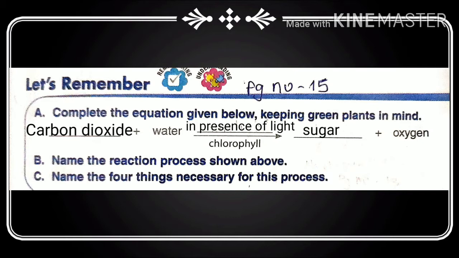So that above reaction is of what? Yes, it is of photosynthesis. Then the third is, name the 4 things necessary for this process. Now which things are necessary for this photosynthesis process? For that, study the above reaction. You will get the answer. It is carbon dioxide, water, sunlight and chlorophyll. These answers you have to note it down in textbook only.